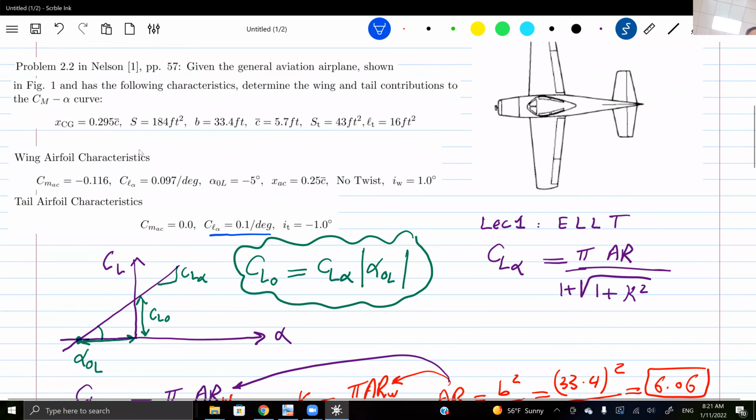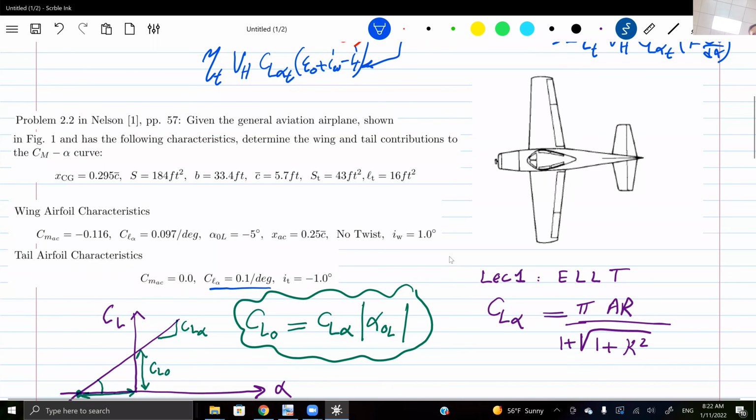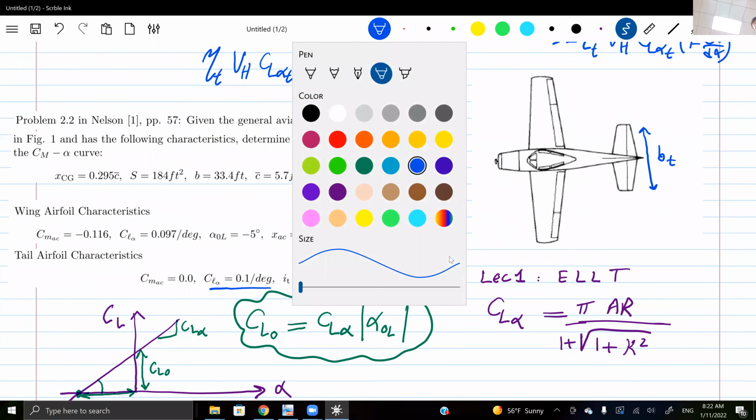Let's see. So we're given, of course, the span of the wing. We're given area tail, L tail, but we're not given the span of the tail. Okay. But remember that we're given, what is the span of the tail? This is the span of the tail, b tail. And of course, this is the span of the wing.